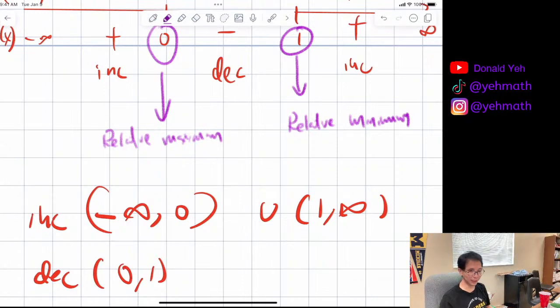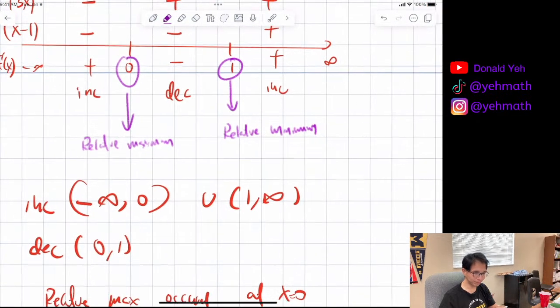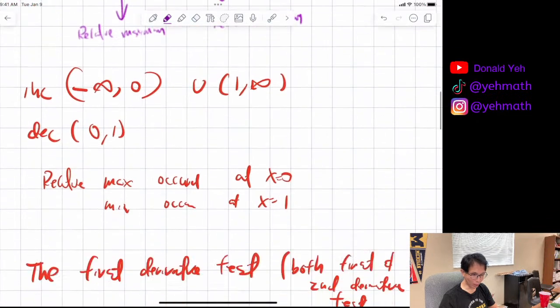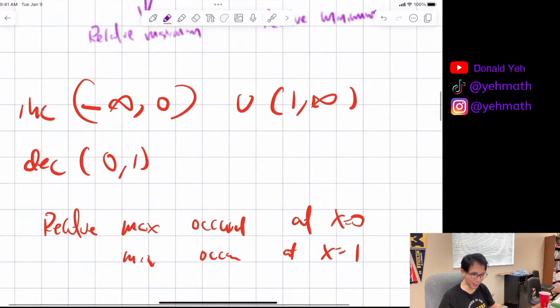Negative infinity to 0 and 1 to infinity are the increasing intervals, and you can put a unit in between, and decreasing on the interval from 0 to 1. With that being said, we're going to talk about what the first derivative test is. Remember, on the AP exam, they've really emphasized that you justify it with the first derivative test or second derivative test. So relative max occurs at x equals 0, relative min occurs at x equals 1.